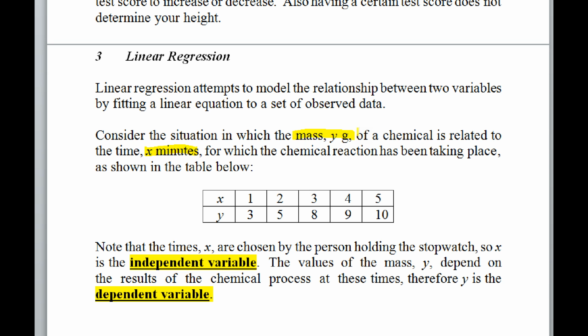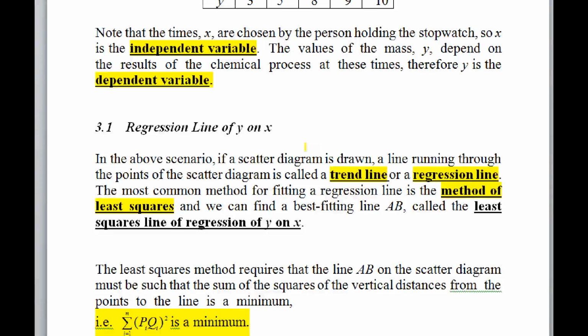That's why when you sketch your best fit straight line or your science experiment curves, you must choose the right horizontal axis and vertical axis, right? So we will usually regress y on x, and we draw a best fit straight line.